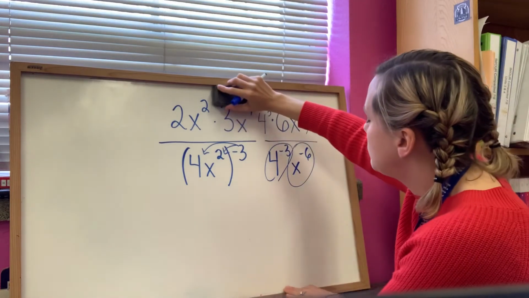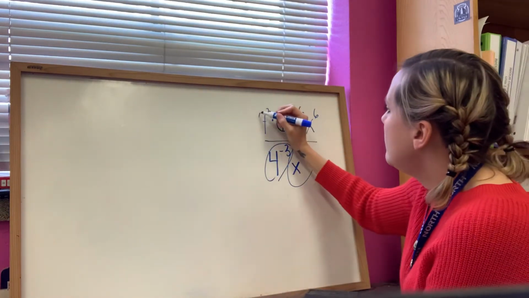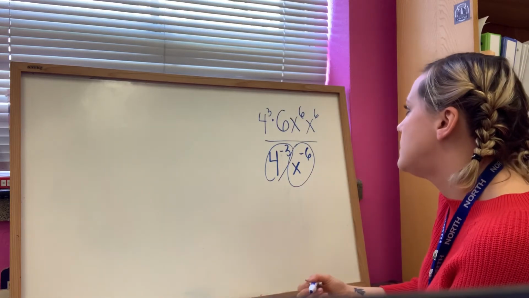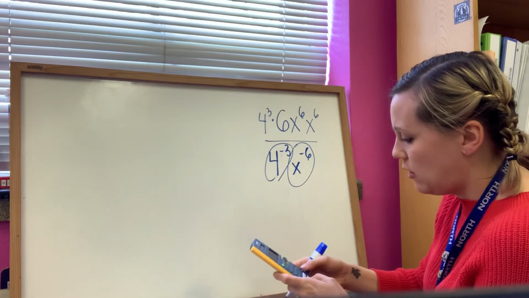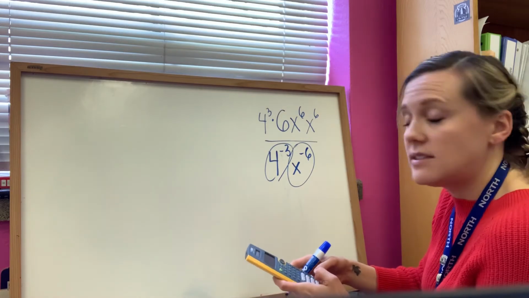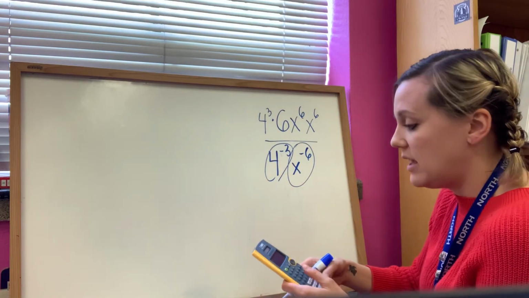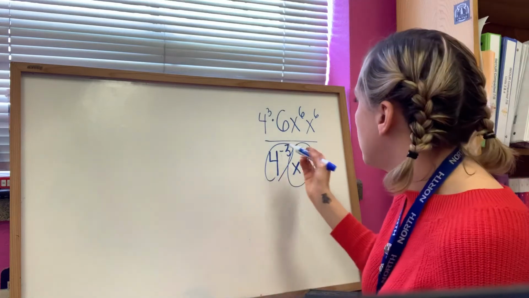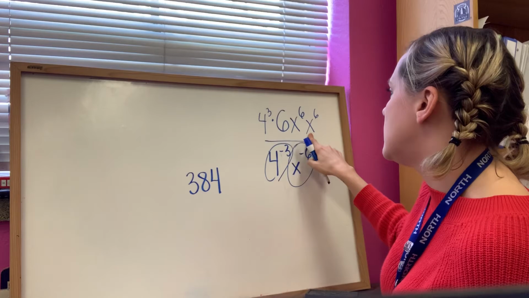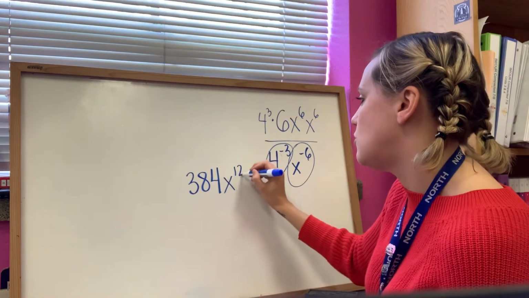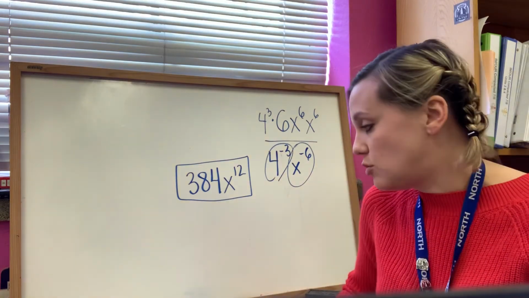Okay, I'm going to just erase what the problem was so I have a little more room. Okay, so I have 4 cubed times 6. So that just is kind of messy. So I'm going to use my calculator and go 4 times 4 times 4, which is 64. And then I'm going to multiply that by 6, just so I'm simplifying everything. And I got the number 384. And then I have 6 x's here and 6 x's here, which would give me a total of 12. So your final answer would be 384, x to the 12th.